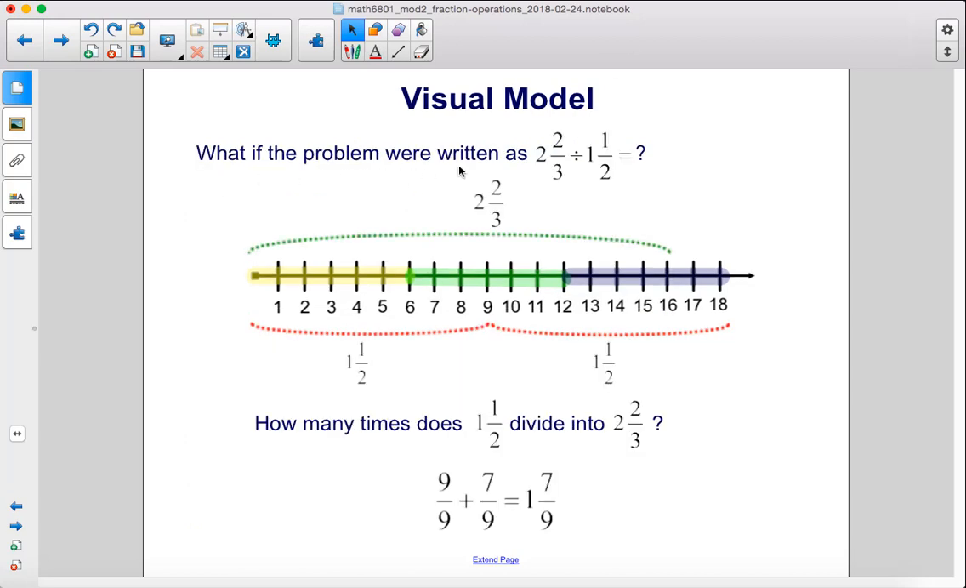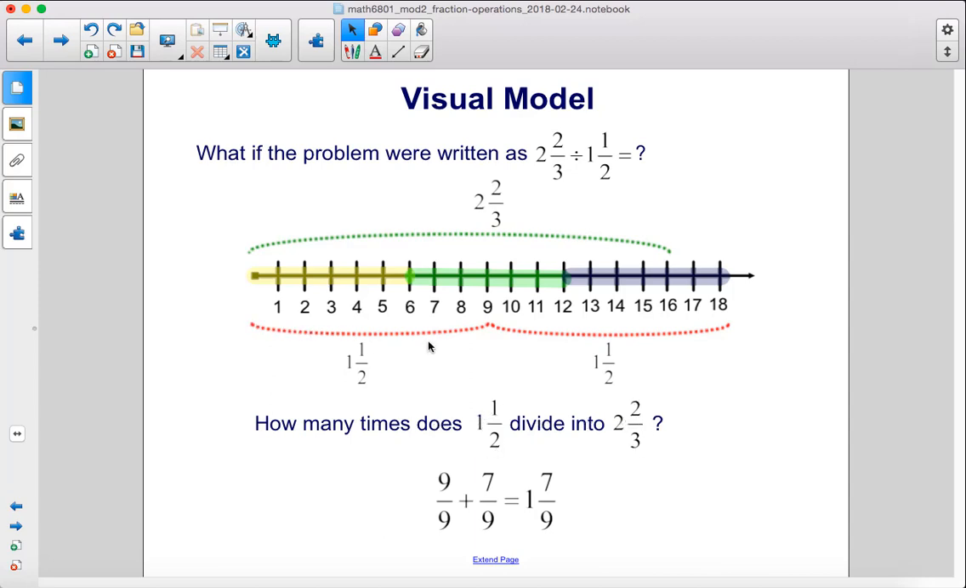What if the problem were written as 2 2/3 divided by 1 1/2? Well, first we map out 2 2/3, still using the lowest common denominator of 6, so we have 1 section of 6, 2 sections of 6, and then 4 out of 6 here at the end. Then on the bottom we write 1½. How many times does 1½ divide into 2 2/3?